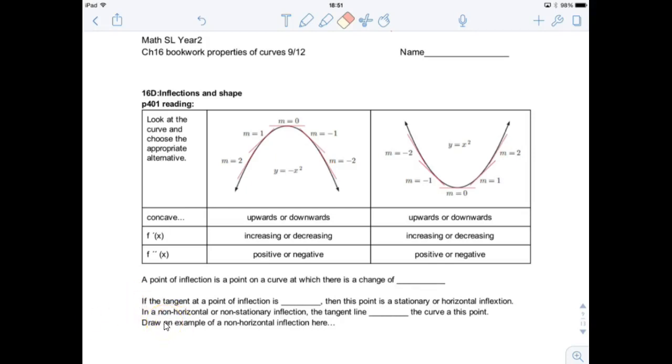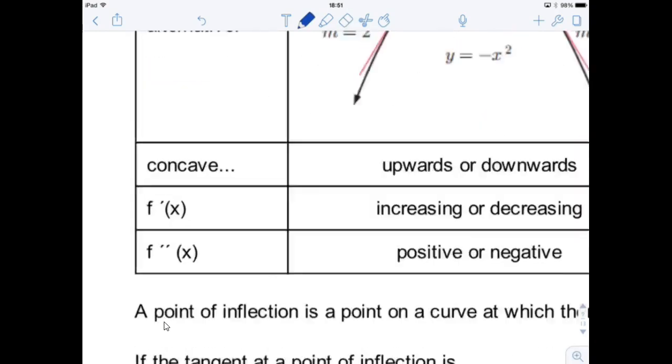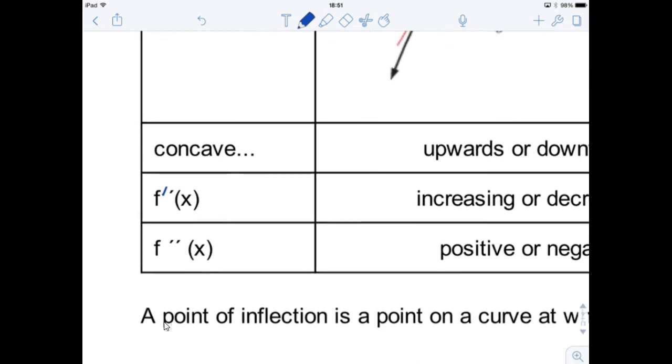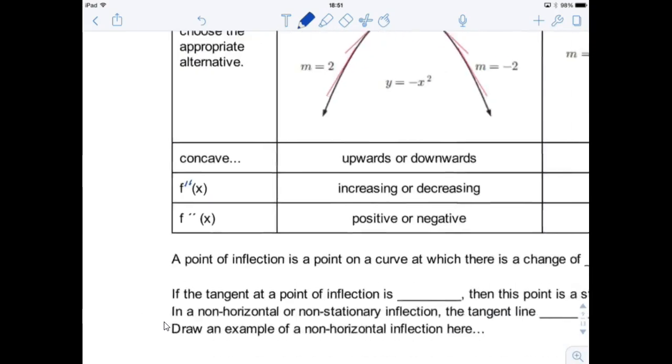Just a correction here for page 9 of properties of curves. This one here, it should be F double dashed also, just like the second one.